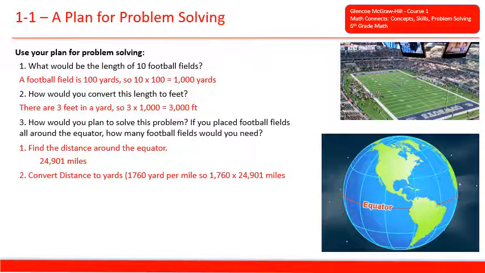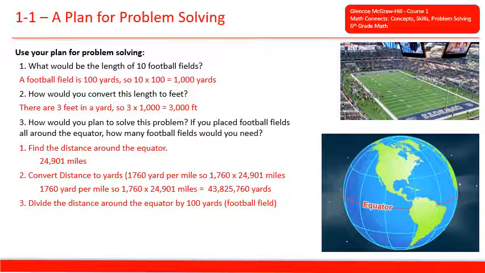We need to convert the distance to yards so that we can figure out how many football fields go around the equator, right? So if there's 1,760 yards per mile, we'll multiply 1,760 times 24,901 miles. And that will equal 43,825,760 yards.